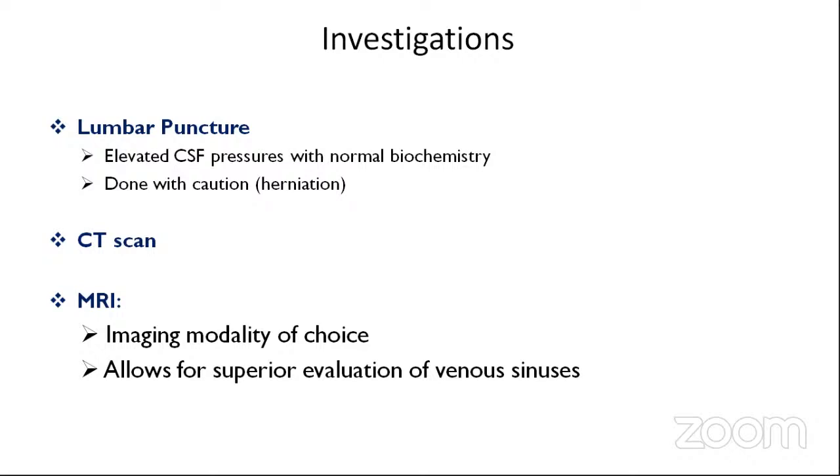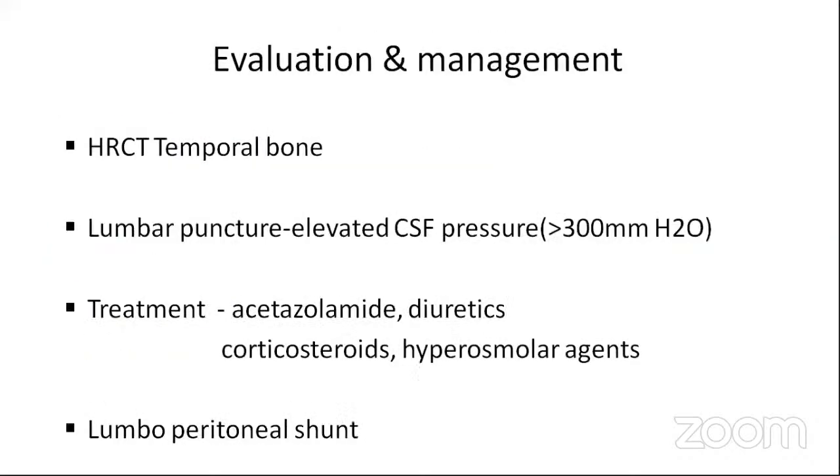Imaging MRI is the imaging modality of choice. It allows for superior evaluation of the venous sinus. So HRCT temporal bone must be taken. On lumbar puncture, elevated CSF pressure of about 300 millimeters of water can be seen. Treatment is acetazolamide to reduce the CSF, diuretics, corticosteroids to reduce edema, and hyperosmolar agents. Lumboperitoneal shunt can be done if it is very severe.